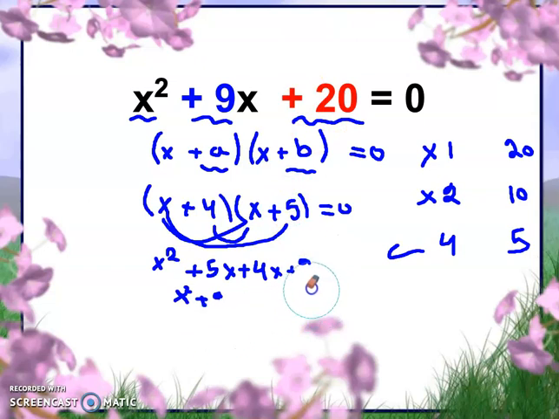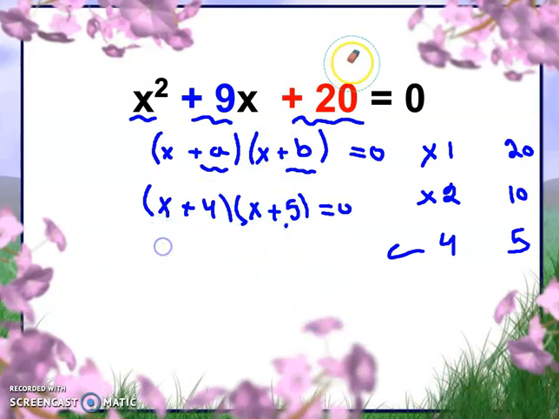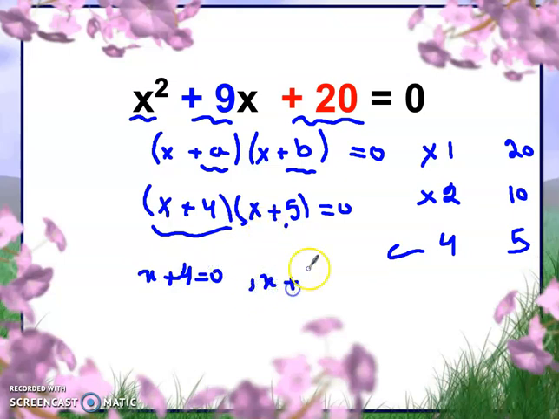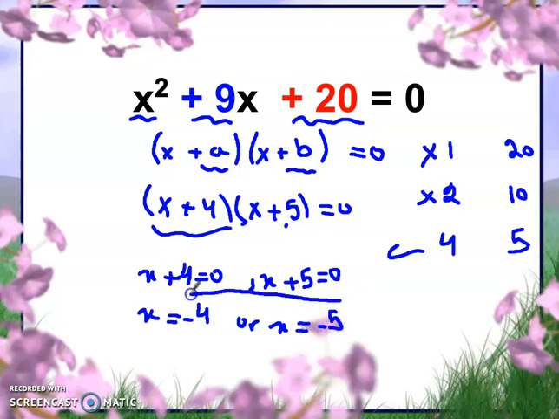Now, when we write it in the product form, all we will do is either x plus 4 equal to 0 or x plus 5 equal to 0. Subtract 4 here, so we will get x equal to minus 4 or x equal to minus 5. So these will be the roots of the equation.